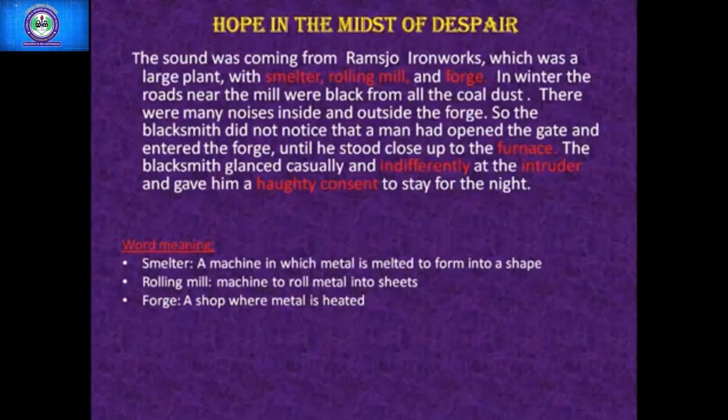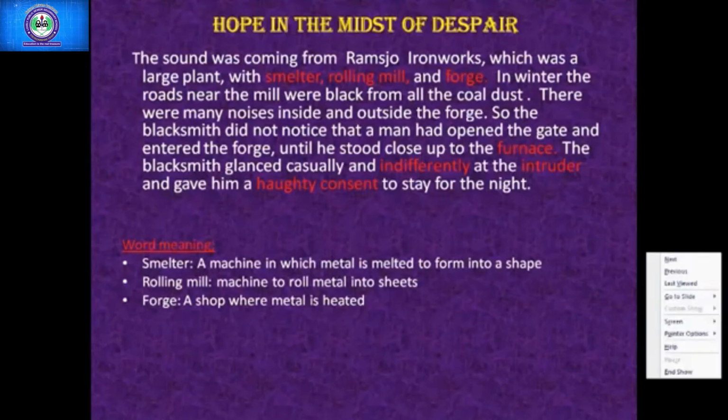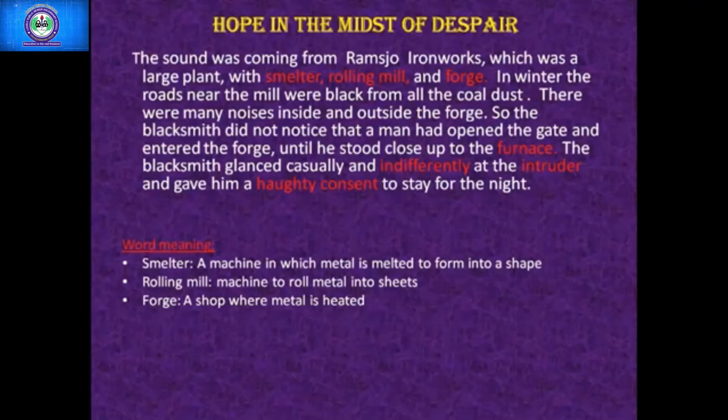In winter, the roads near the mill were black from the coal dust. There were many noises inside and outside the forge. Inside, there was noise of what? Noise of all the machines working and the charcoal burning. And outside, there was noise of heavy rain on the tiled roofs, heavy wind.